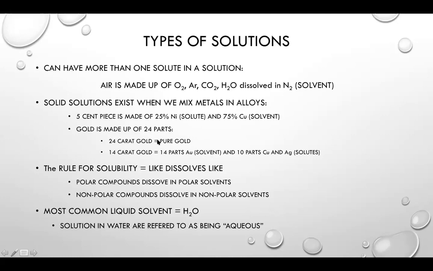And let's think about gold, which we're all familiar with. Gold is made up of 24 parts. So if you have 24 karat gold, it's pure gold. But if you have 14 karat gold, you have 14 parts of gold, which is the solvent, and you have 10 parts of copper and silver. That's going to be your solute. So whatever you have more of is going to be the solvent, and what you have less of is going to be your solute. So we have 14 parts of gold solvent and 10 parts of the others.